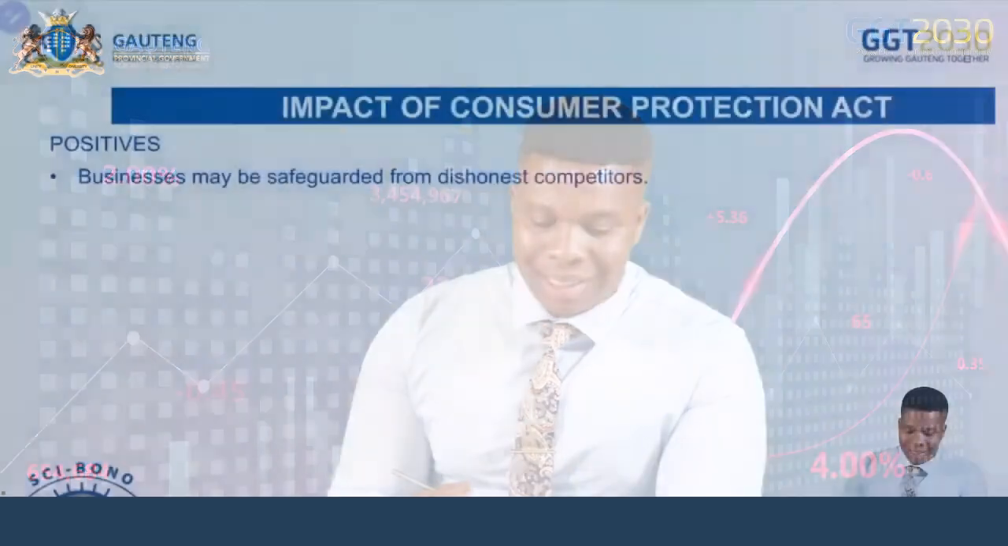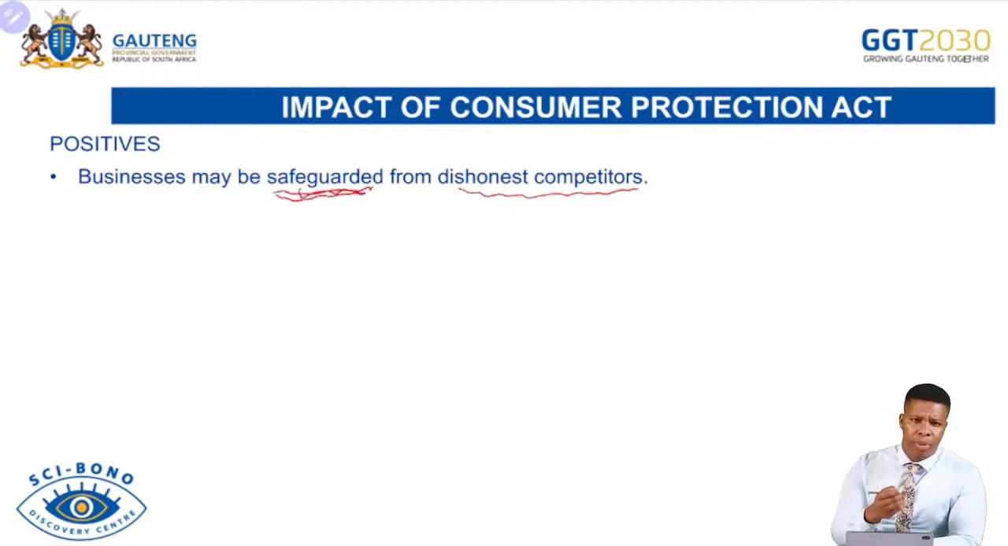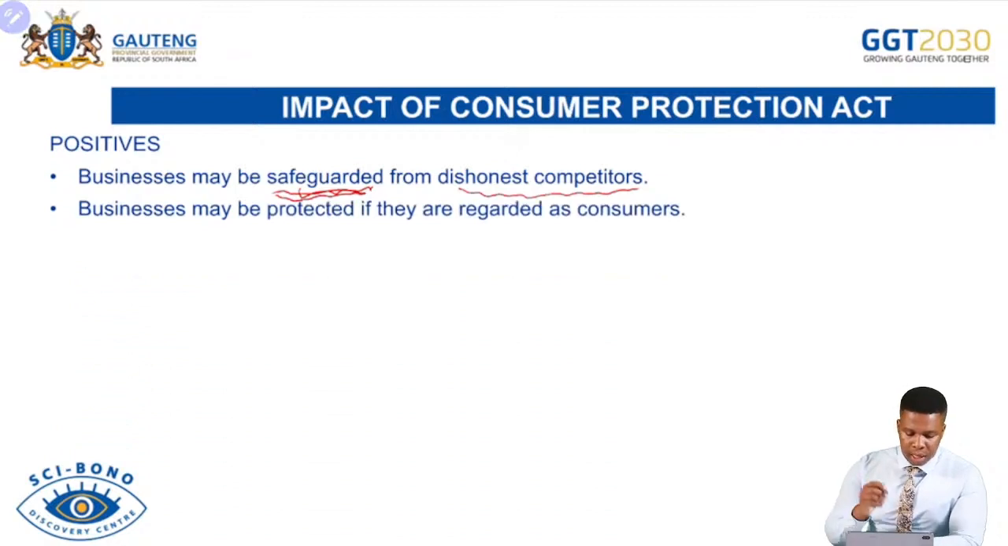So when we are looking into the Consumer Protection Act, the advantages are the idea that businesses may be safeguarded from dishonest competitors, because some competitors would be taking the information of a business so that they use it to their advantage. But with consumer protection, such actions are dealt with, and some businesses would be safeguarded, especially those small businesses that are newly established.